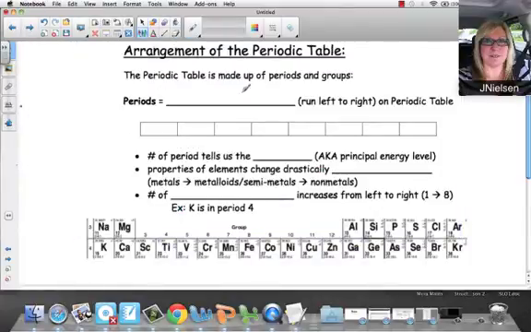The periodic table is made up of periods and groups. Periods are horizontal rows which run left to right. The number of the period tells us the number of principal energy levels. And in parentheses, you can say electron shells.